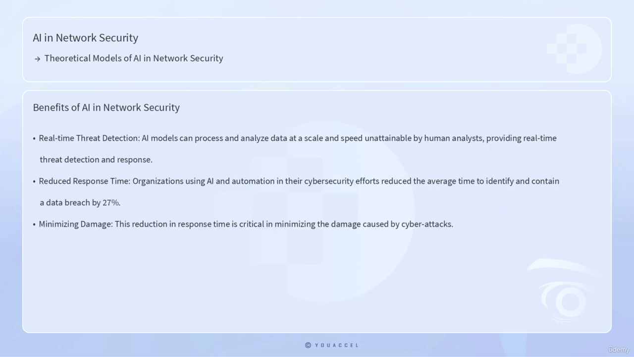Despite these challenges, the benefits of AI in network security are undeniable. AI models can process and analyze data at a scale and speed unattainable by human analysts, providing real-time threat detection and response. For example, a study by IBM found that organizations using AI and automation in their cybersecurity efforts reduced the average time to identify and contain a data breach by 27% compared to those that did not use these technologies. This reduction in response time is critical in minimizing the damage caused by cyber attacks.